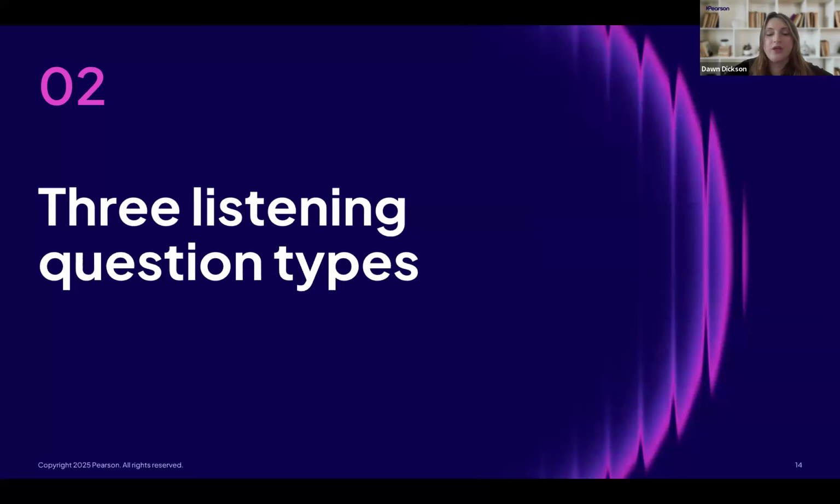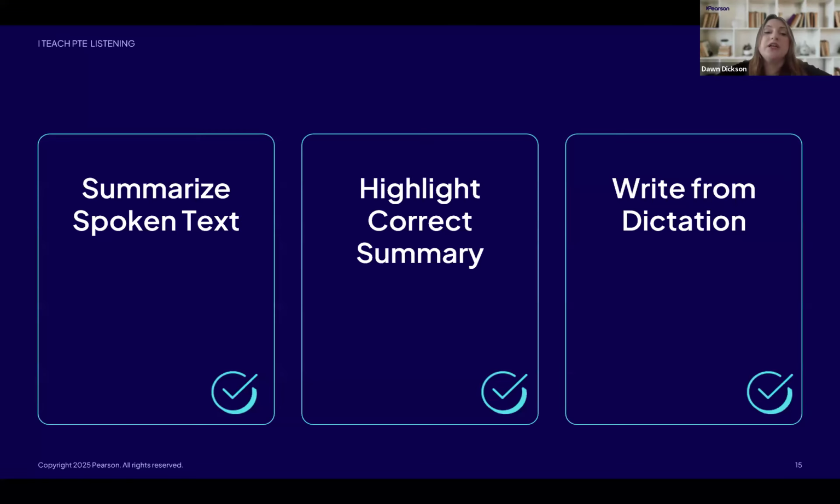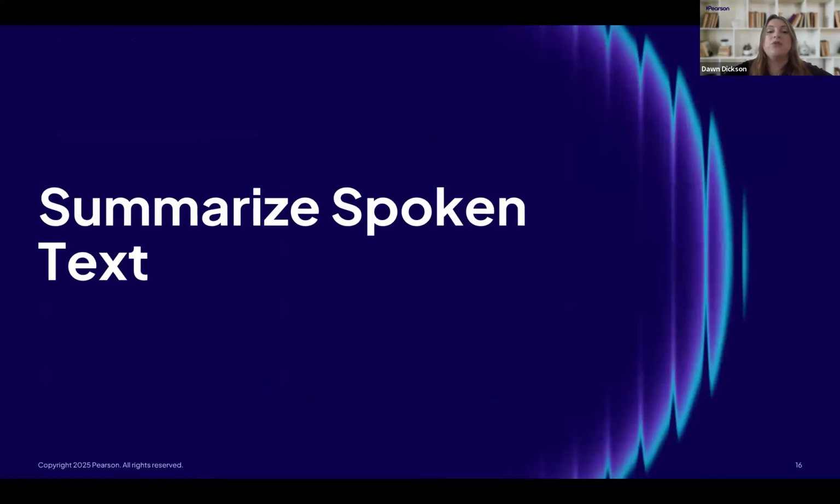So some advice there on some things that you should look out for and try to encourage your learners to do. Okay, so now we're going to look at 3 listening question types in more detail. We're going to be covering summarized spoken text, highlight correct summary, and the last one will be write from dictation. These are the 3 that we're now going to cover. So let's begin with summarized spoken text.